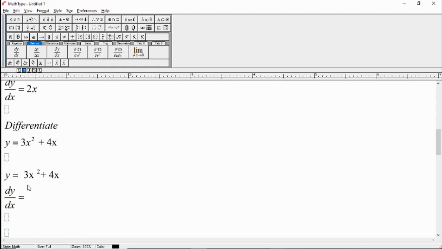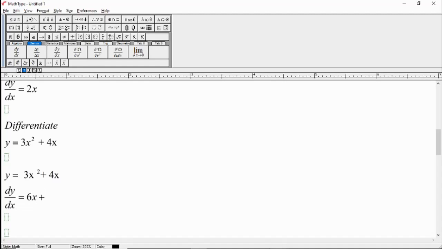Multiply by the power. So 3 multiplied by 2, you get 6x. Then you subtract the power by 1. So 2 minus 1, again 1. We just leave it as 3x.